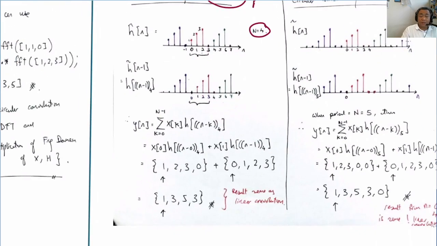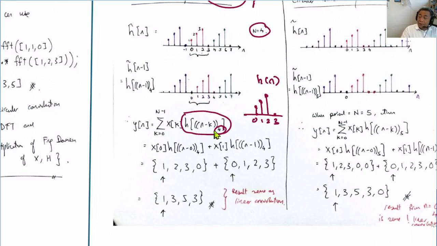So let's see the result. x of k times h of n minus k. Now we are pretending that we are using 4 samples worth of h of n. h of n was 1, 2, and 3, padded by 0. This is h of n. h of n minus 1.